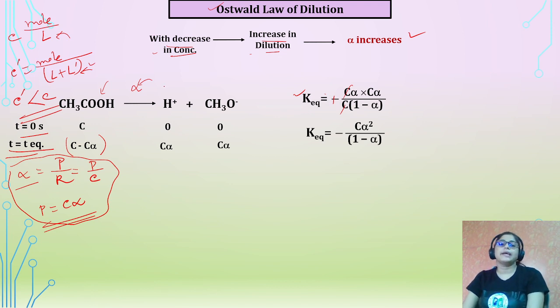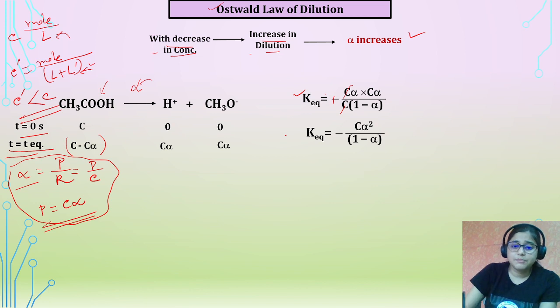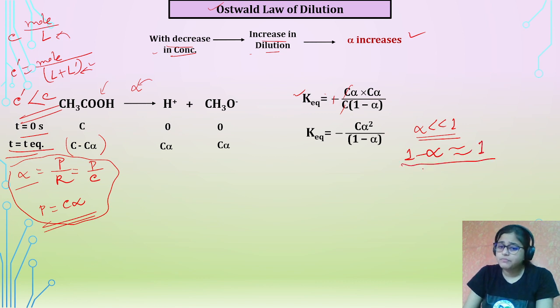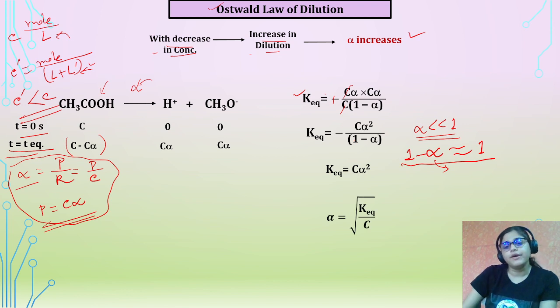And we know we have taken a weak electrolyte. For the weak electrolyte case, the alpha value is very small. The dissociation of the weak electrolyte is very small, right? So we can ignore alpha in 1 minus alpha, as it is very, very small compared to 1. We can take this value approximately as 1. Now, K equilibrium will be C alpha square, so alpha is root over K equilibrium by C.